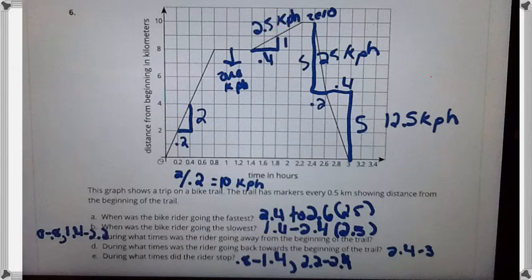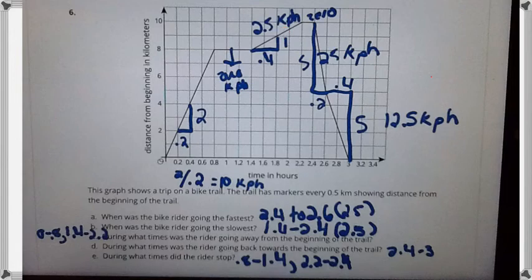And then the next question is, what times was he going away from the beginning of the trail? He was going away from the beginning of the trail here, which is 0 to 0.8, and then he was going away from the beginning of the trail here, which is 1.4 to 2.2.